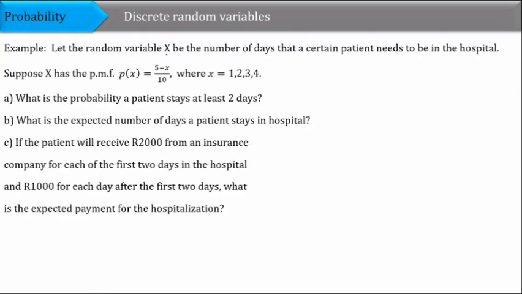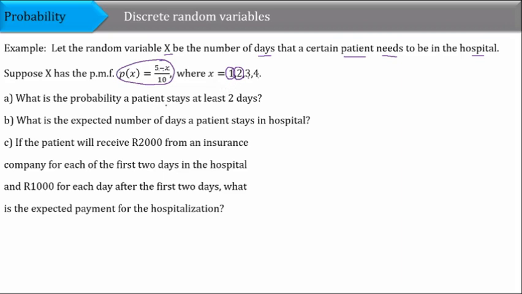Now it says here, let x be a random variable, and it's the number of days that a patient needs to be in hospital. So x represents the number of days that a patient must be in hospital. X has a PMF given by this function over here. So the probability of a person being in hospital for 1 day will be 5 minus 1 divided by 10. Probability of a person being in hospital for 2 days will be 5 minus 2 over 10. And the same for 3 days and 4 days.